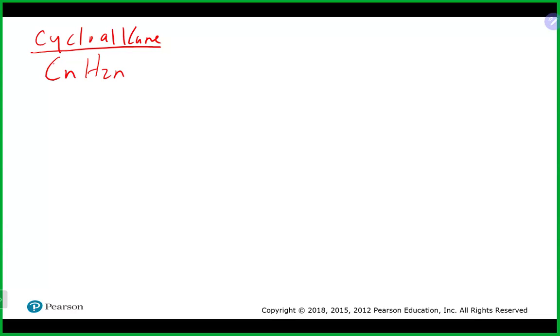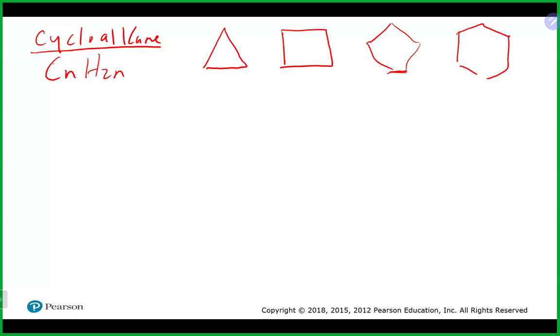These are typically the ones that are drawn mostly in line structure. These are like our geometrical shapes. We have our triangle, our square, our 5-member ring here, and our 6-member ring here.